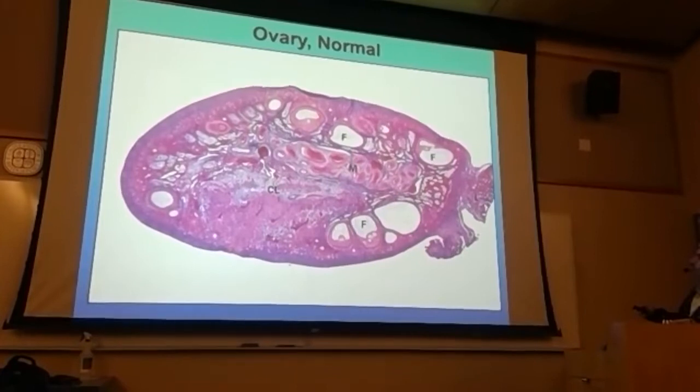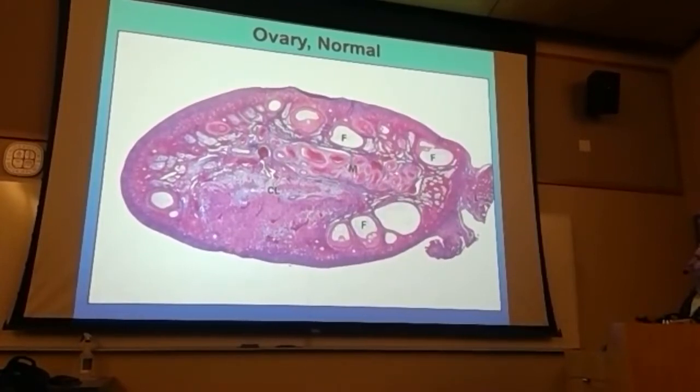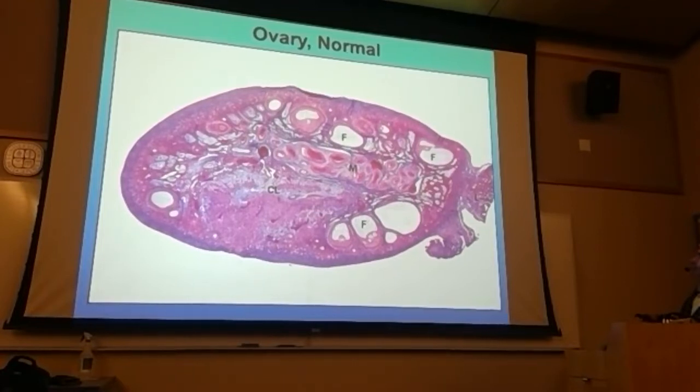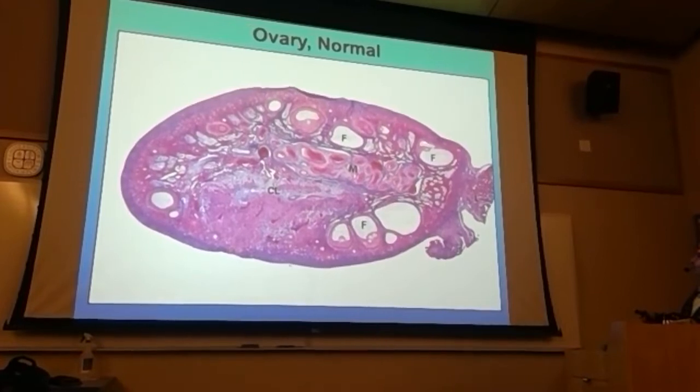We have the cortical region of the ovary, and there's the medullary region of the ovary. If you take a look at the cortical region of the ovary, you can see lots of developing follicles. See, these are all normal follicles here, right here in the cortical region. You can tell they're normal follicles because if you look inside the follicle, you'll see that. What's that?